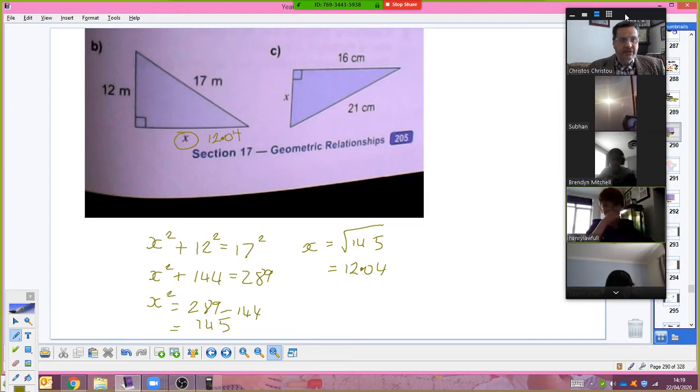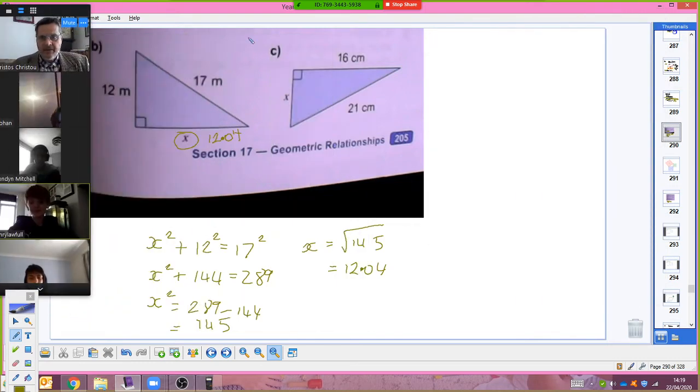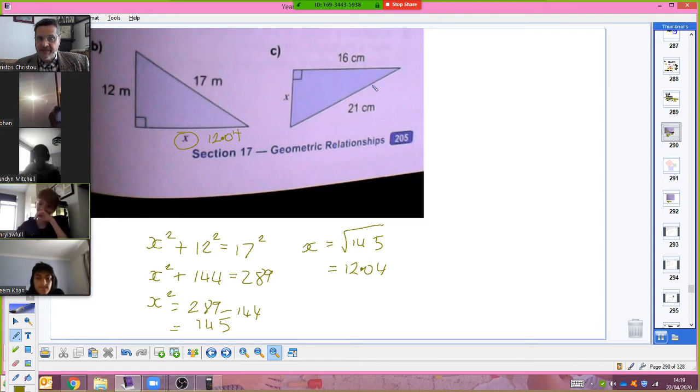Now, let me show you how to do this in one step. This one over here. Can you see that the X is in fact a short side? Yes. And can you see that this 16 is in fact a short side? Yes. And that this 21 is the longest possible side.